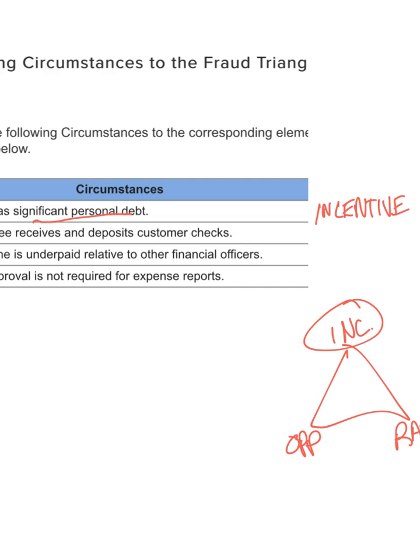The next one is one employee receives and deposits customer checks. Again, receives and deposits. This is related to a similar problem that we did earlier in the chapter where we looked at segregation of duties. These are related responsibilities. So if a customer check came in, I could simply sign it over to cash and then act like it never actually came in and deposit it elsewhere. In other words, we have a related responsibility that's being done by one person, and that creates an opportunity. And so this next one is going to be opportunity.